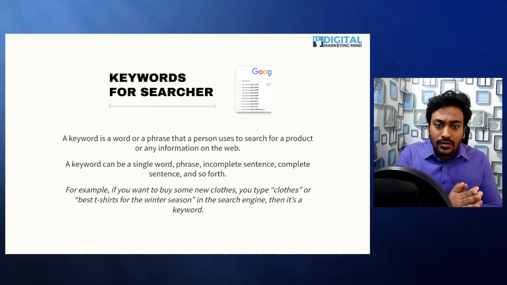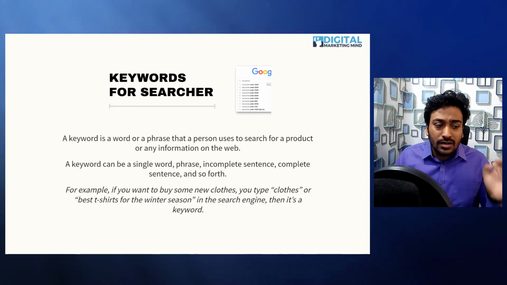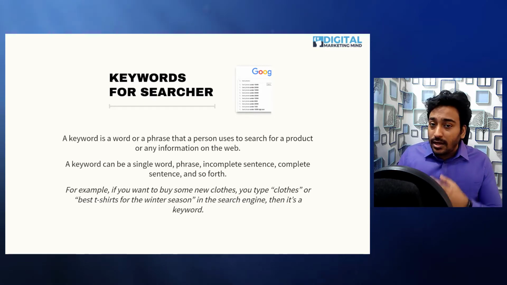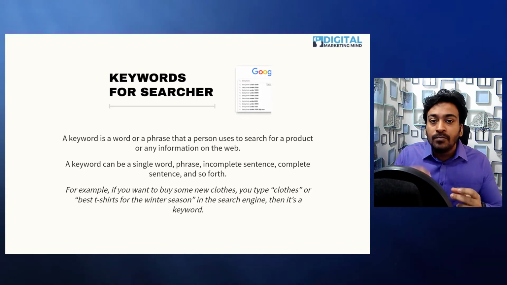First, keywords from a searcher's perspective, where a keyword is a word or phrase that a person uses to search for a product or any information on the web from a search engine. A keyword can be a single word, phrase, incomplete sentence, complete sentence, and so forth. Any kind of text they type in the search bar will be considered a keyword.